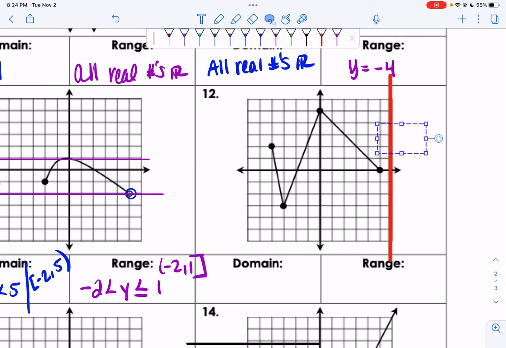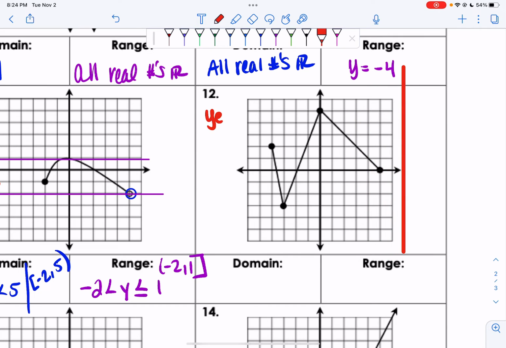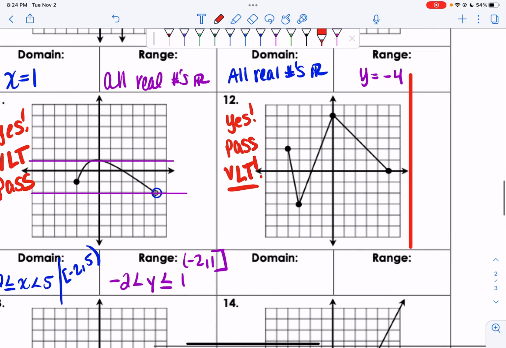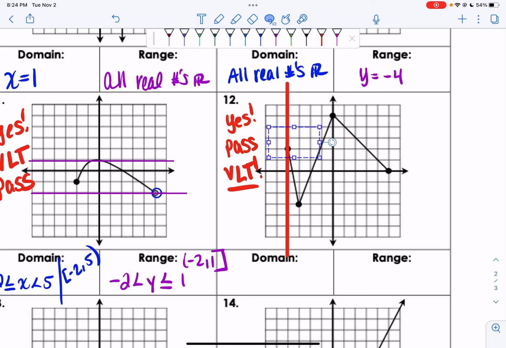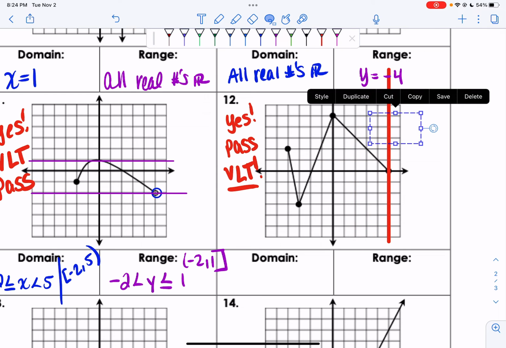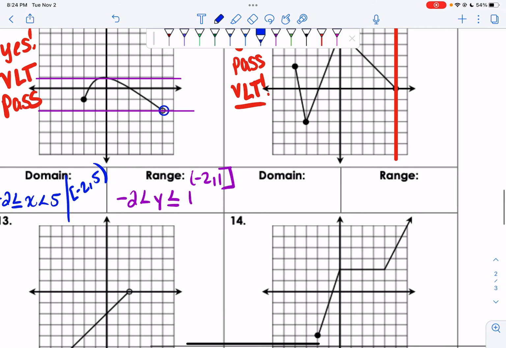I passed the vertical line test. This is a function. My domain, well, I go all the way to the left at -1, -2, -3, -4. And I go all the way over to 1, 2, 3, 4, 5. And I end right here. So I go -4 less than or equal to x less than or equal to 5.